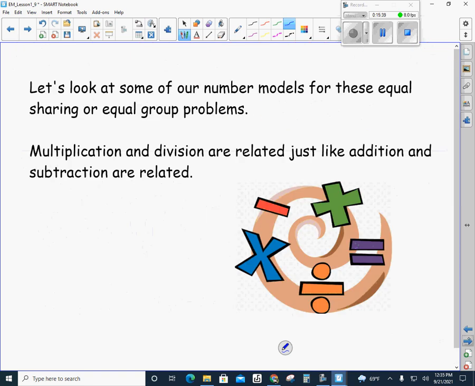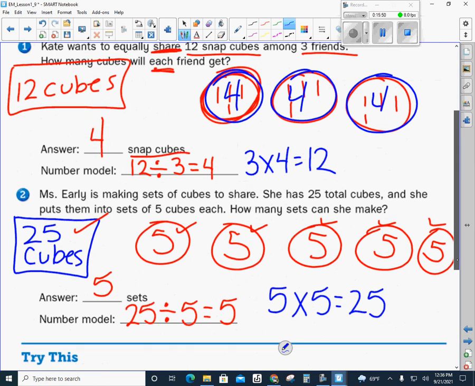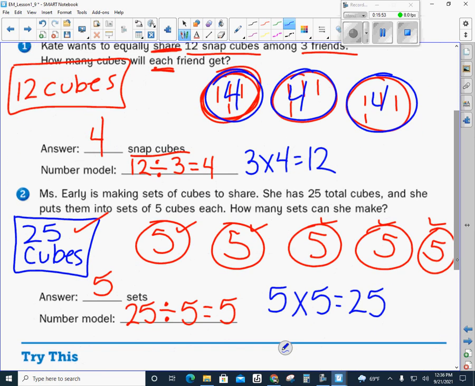Looking at some of those number models that we made for these problems, realize that multiplication and division are very related, just like addition and subtraction are related. So when you're looking at 12 divided by 3 equals 4, that's the same thing as 3 times 4 equals 12. We're going to be looking a lot at fact families between our multiplication and division. Just like in first and second grade you did fact families with addition and subtraction, we will be working with fact families with multiplication and division. Those two are related as well. All right, guys, that is it for lesson 1-9.